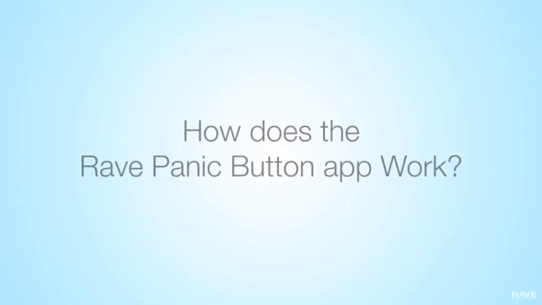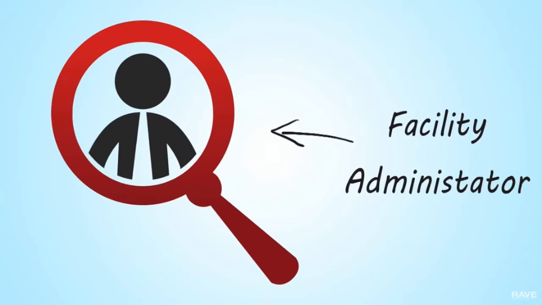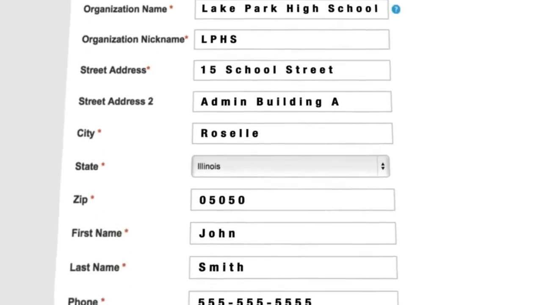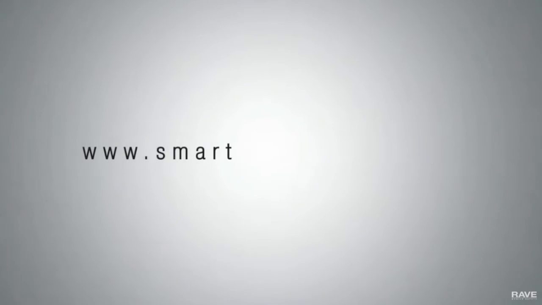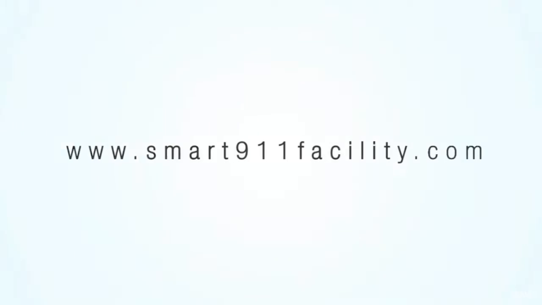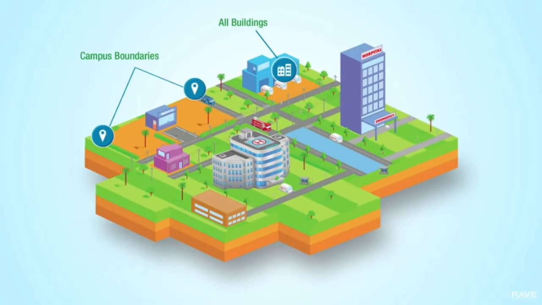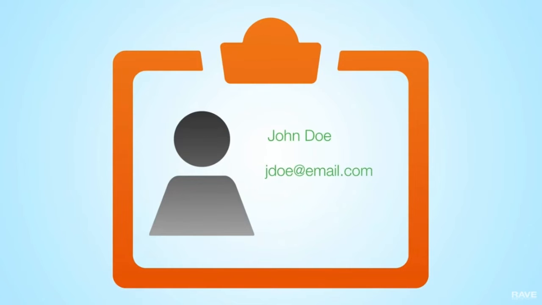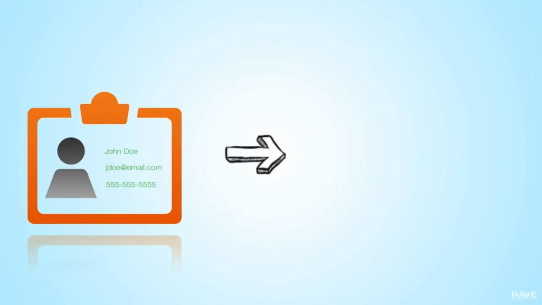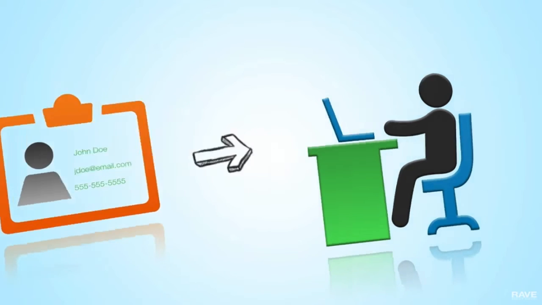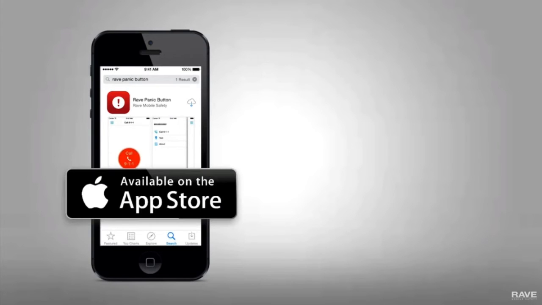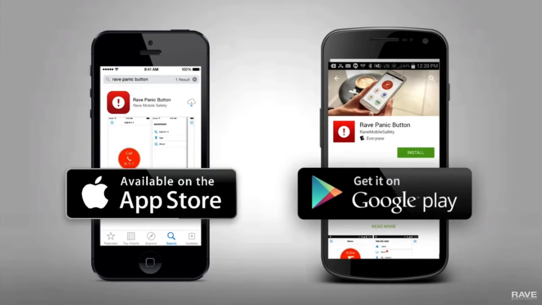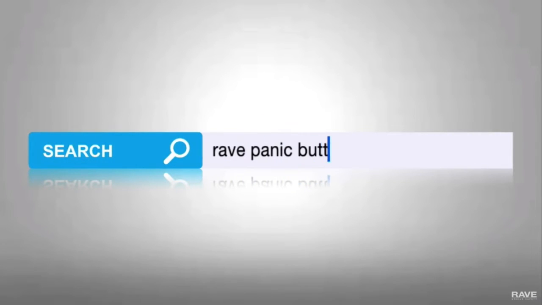How does the Rave Panic Button app work? During the initial setup, administrators are chosen for your facility and will enter information about the campus at www.smart911facility.com. They can enter facility details such as buildings, floor plans, and landlines, as well as employee names, email addresses, and mobile phone numbers. Once you've been entered into the system by an administrator, you can then download and register with the app. iPhone users will download from the Apple App Store and Android users from the Google Play Store. In the store, click Search, then type Rave Panic Button in the search bar.